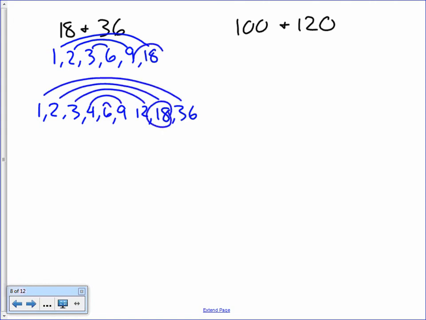And we notice that, oh, 18 is the biggest one out of both of those. So 18 is the greatest common factor. It'll never be bigger than your lowest number, because a number bigger than your lowest can't technically divide it.